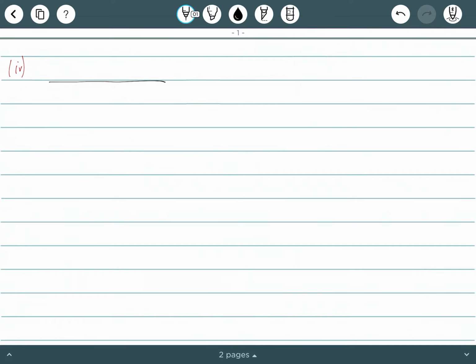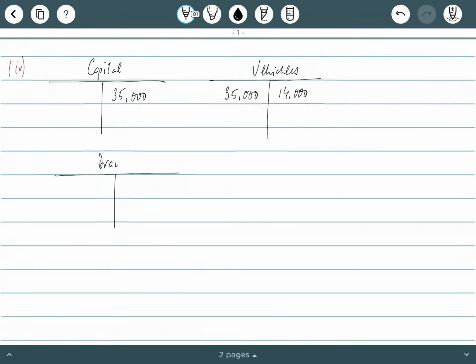Now, the first one I'll open up is capital, because he introduced capital. Capital, lads, would be a long-term liability, so it's a credit entry. What kind of capital did you introduce? Motor vehicles, and the vehicles obviously received 35,000. Now O'Connell then decided to take a vehicle off to himself of 14,000, so we've got drawings. Drawings is an expense to the company. It's €14,000.